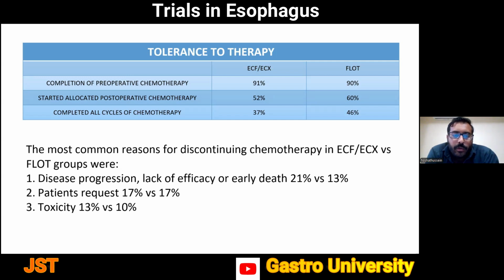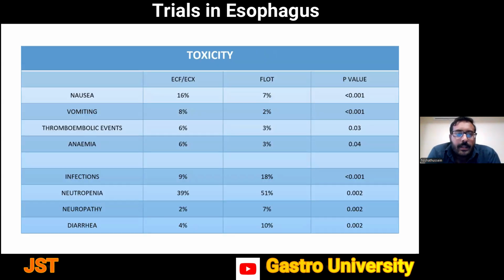The second most common reason for discontinuation was patient request, which was similar in both groups. And the third was toxicity, which was a bit higher in the ECF/S6 group compared to the FLOT group, 13 versus 10%. The toxicity for both groups was different because these are different chemotherapy regimens, different drugs. So in the trial, nausea, vomiting, thromboembolic events, and anemia were more common in the ECF/S6 group, while infections, neutropenia, febrile neutropenia, neuropathy, and diarrhea were more common in the FLOT group.